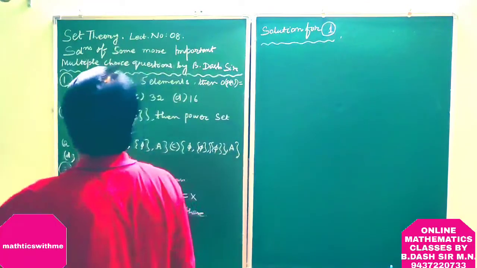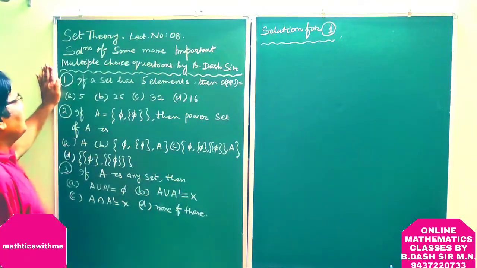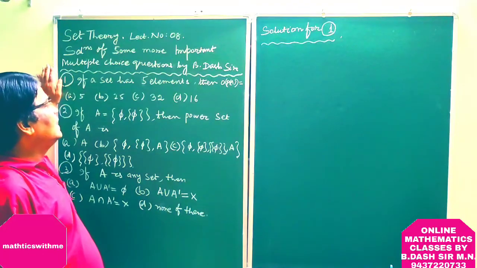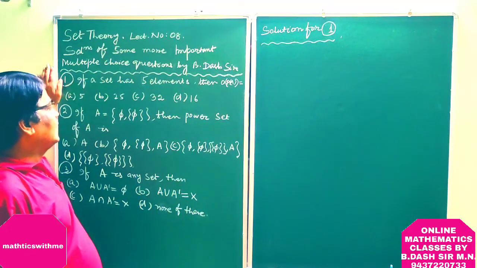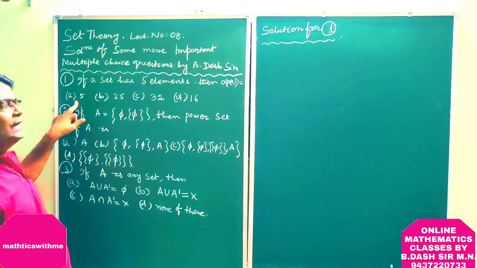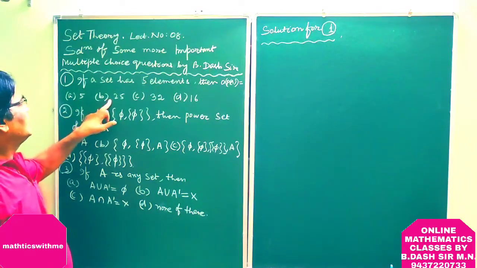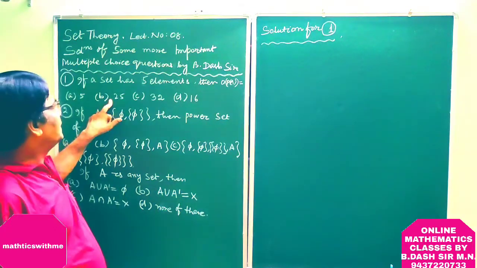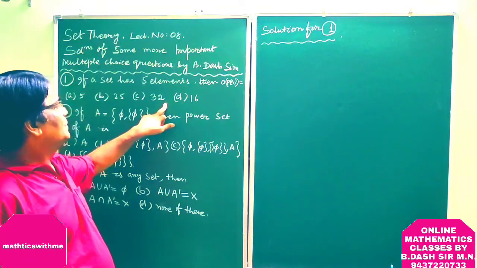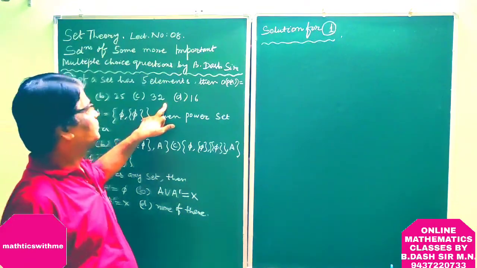Here our first question is, if a set A has 5 elements, then the order of the power set of A is equal to, choices given: option A 5, option B 25, option C 32, option D 16.